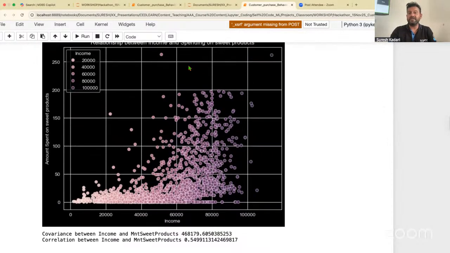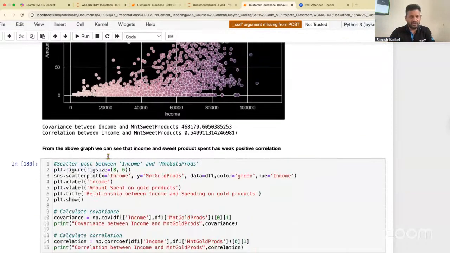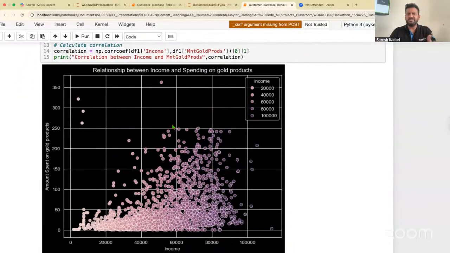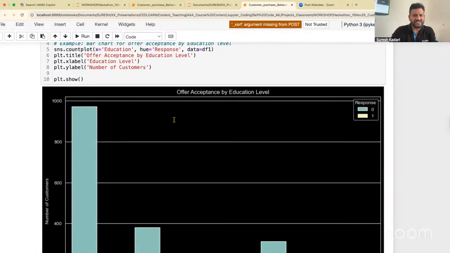Relationship between income and spending on sweet products. Okay, actually I thought it would be like this. The average sweetness in the sweets is increasing, so you reduce it. Then income and spending on gold products. Yeah, this is India. I can see a straight line. Okay, but not gold, maybe they're buying. You understand, right? What I'm doing?